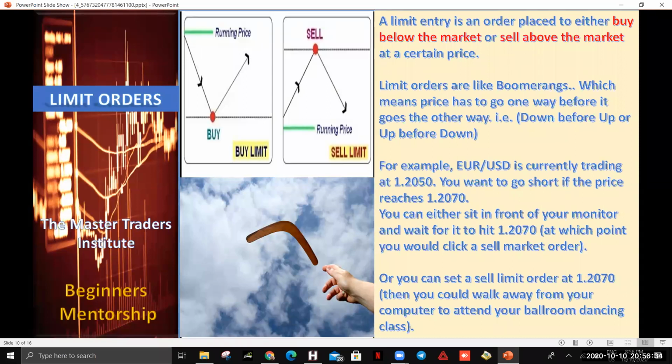And that's just the meaning of sell limit order. You wait for price to reduce more so you can buy it, then continue buying from there. Limit orders are like boomerangs, which means price has to go one way before it goes the other way. Down before up, or up before down.